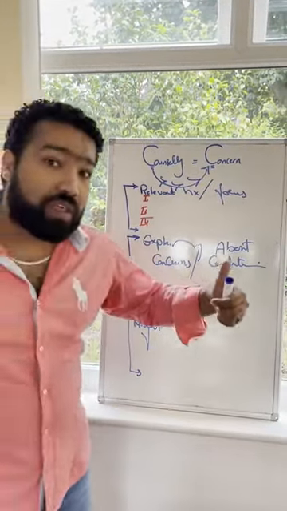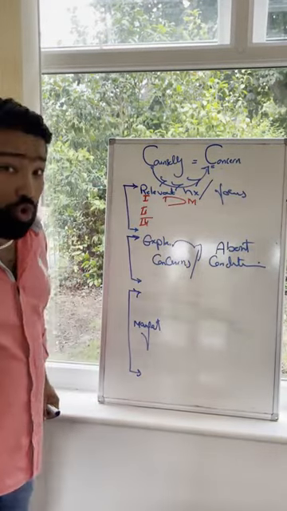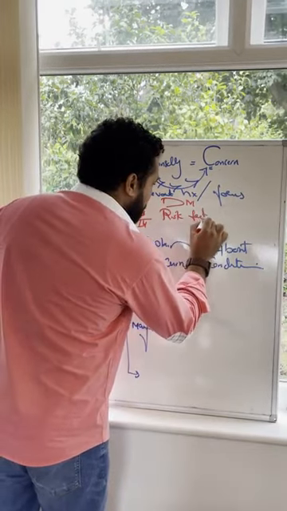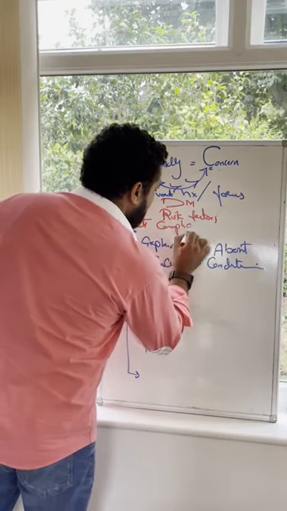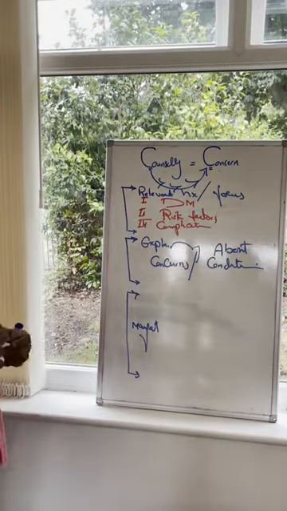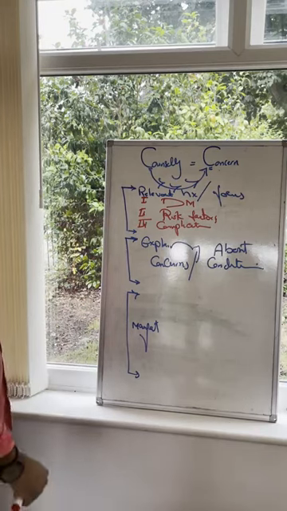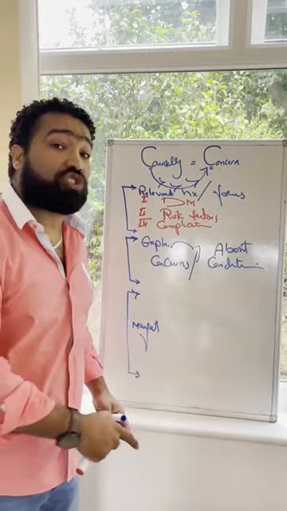Relevant history. Number one, I will ask about diabetes. Number two, I will ask about risk factors. Number three, I will ask about complications. This is the first part, relevant history or focus history.